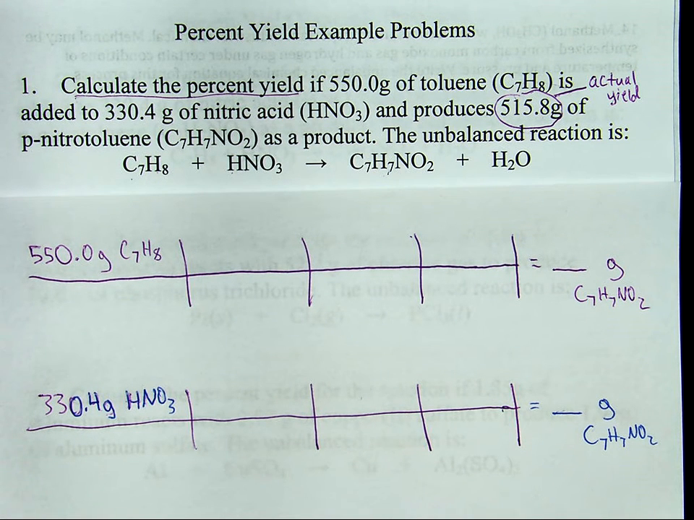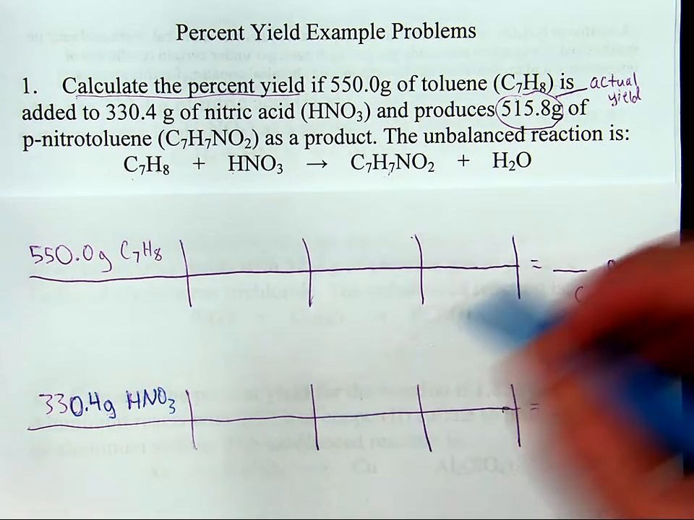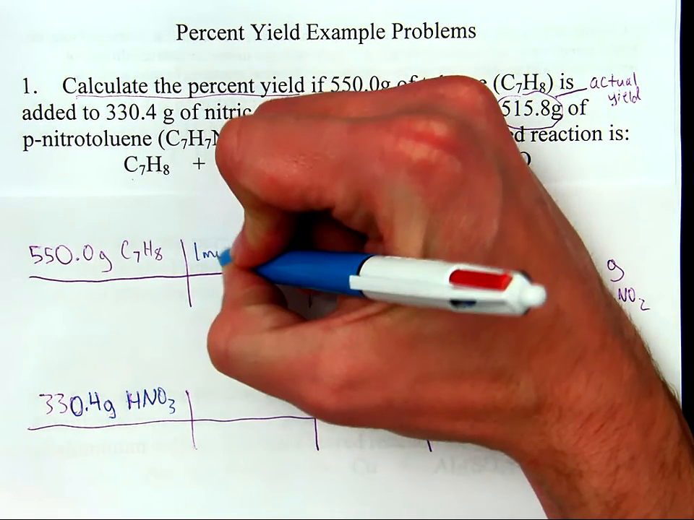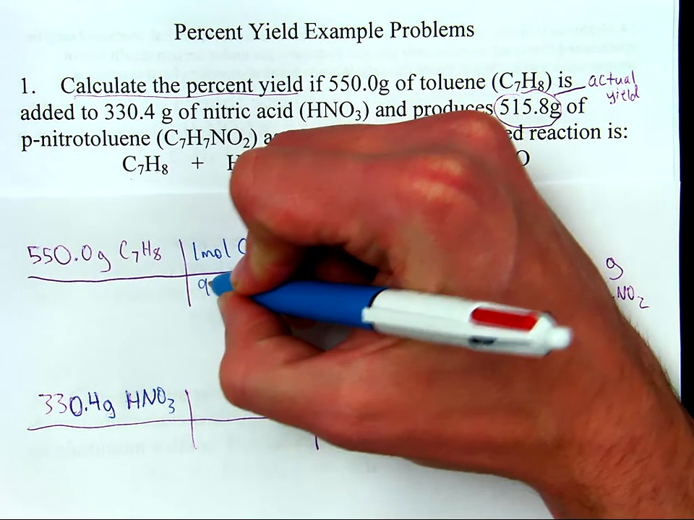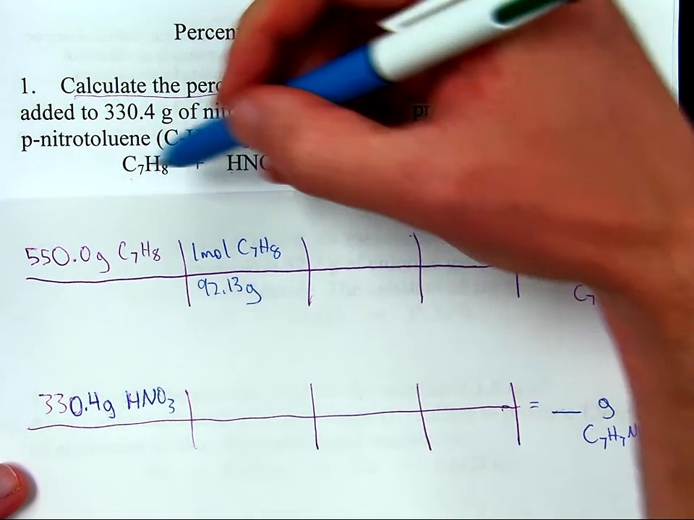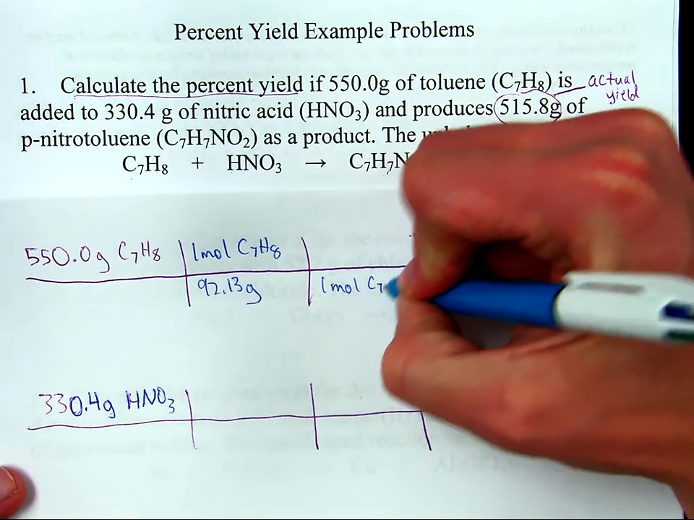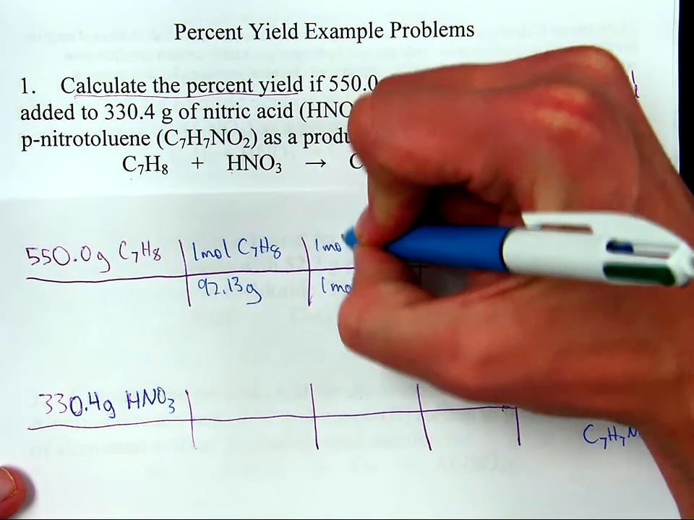Alright, so here's where we do the same kind of calculations that we were doing earlier to predict how much product should be made. And we're going to choose the smaller of the two answers and compare it to this. So, alright, here it goes. Let's see. 1 mole C7H8 has a mass of 92.13 grams. And then in the equation there's 1 mole of it, so 1 mole C7H8. As for our product, there's also 1 mole in the equation, so 1 mole of C7H7NO2.